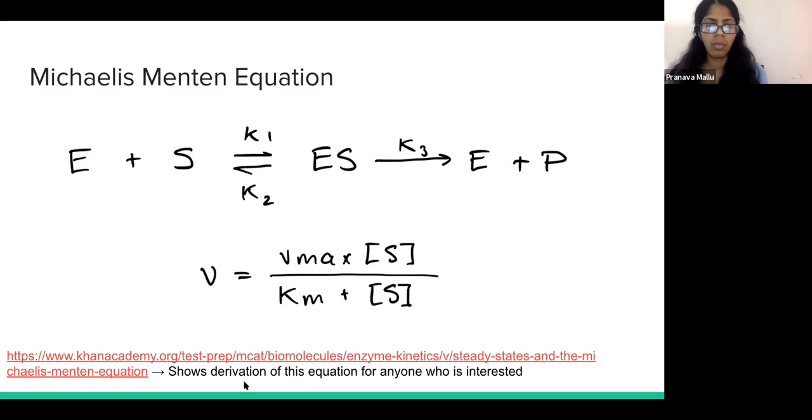And at the bottom of the slide, I put in a good video of how this equation is derived from the reaction that's above it. It's not something that you need to know, but in case you wanted to know the logic behind it and how it's derived, in case that helps you understand it better, you can take a look at that. And if any question comes up while you're looking at that, you can email us.